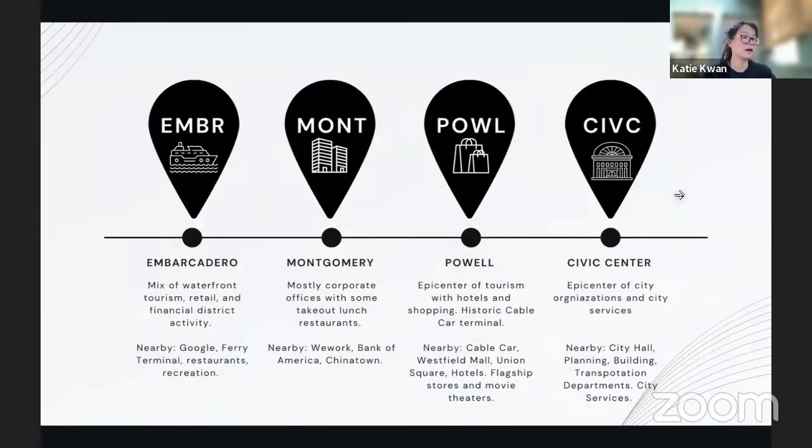Just a little descriptor about these stations. I threw these icons up, maybe you'll remember them, but again, we've got in order from East Bay to San Francisco, the Embarcadero, which serves both a mix of waterfront tourism and retail and financial district activity. We've got Google there, we've got big restaurants, we've got the waterfront, we've got big museums. Then we've got Montgomery, which is mostly all corporate offices.